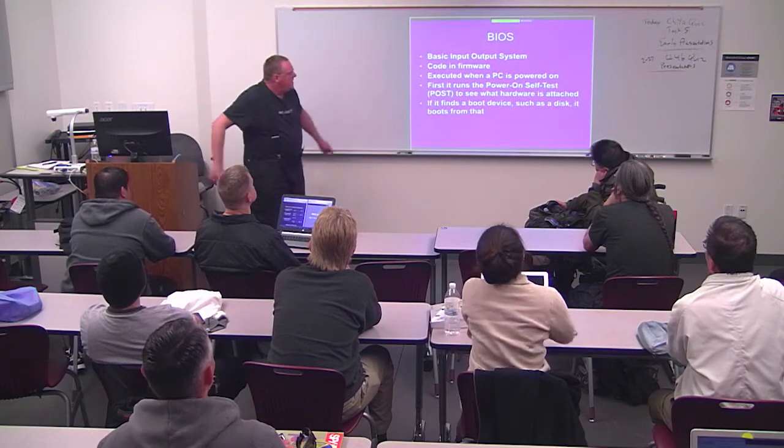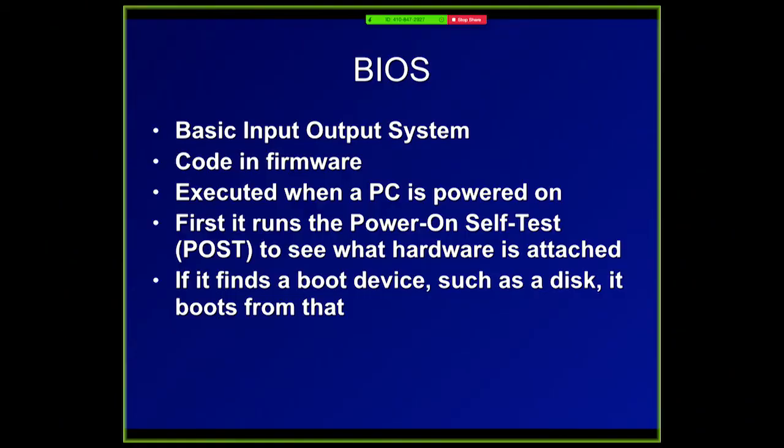So BIOS is the code in firmware. When you first start the machine, it runs this code, which almost never changes. It does a power-on self-test to detect all the hardware, because for all it knows, while you had it turned off, you installed something like a different monitor or more RAM. So it does POST to see what it's got, make sure that it has a keyboard and some kind of boot device like a floppy or a hard drive. And if it finds one, it tries to boot from that.